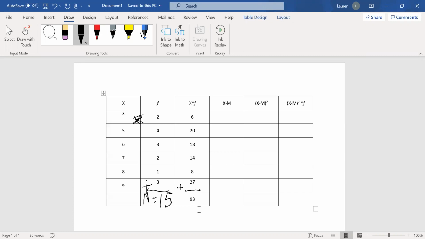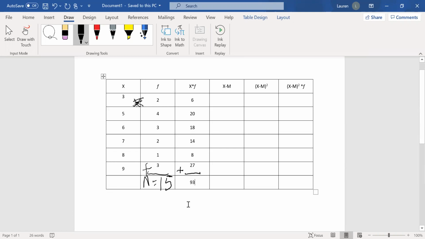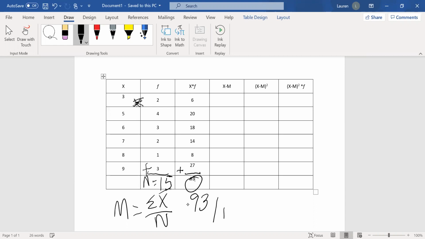Now to find my mean, mean equals sum of X divided by N. So I'm going to take my 93 divided by 15, and that will give me my mean. So if we take our 93 divided by 15, we should get a mean of 6.2.